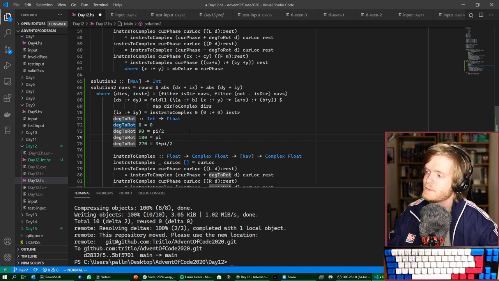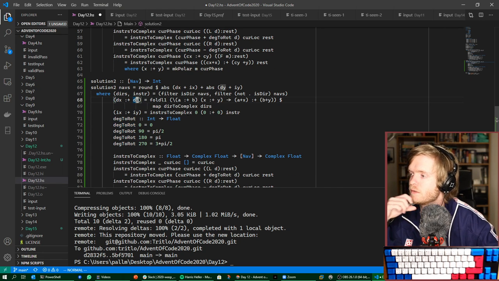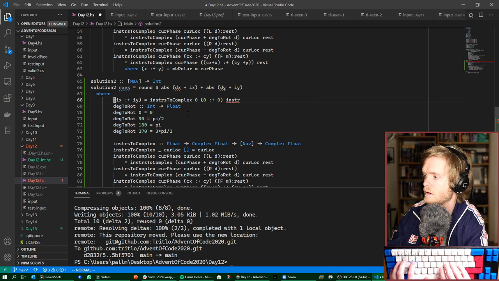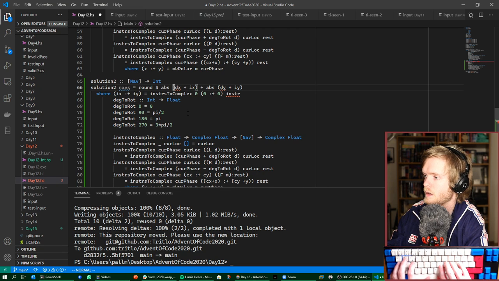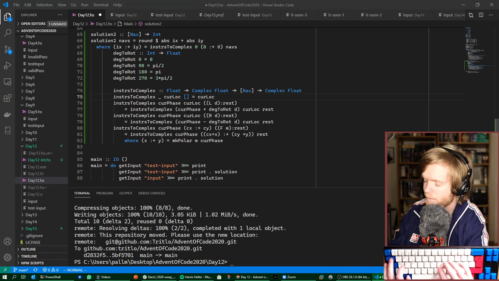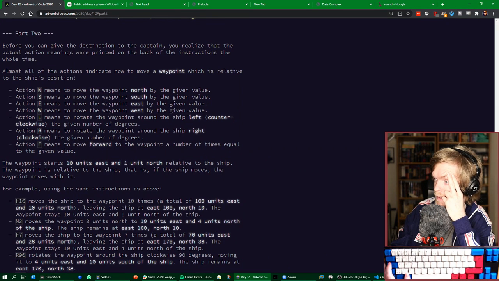Okay, let's see what happens. Solution two, now instead of doing these, we actually need, instead of this, we will just say abs x plus abs y, and now this will be navs. Okay, so the current phase, that's gonna be the phase of the waypoint. So every time we move, we move the waypoint and then.